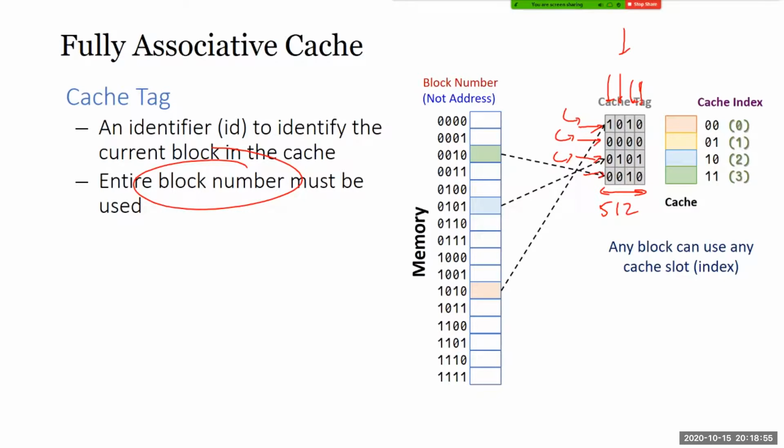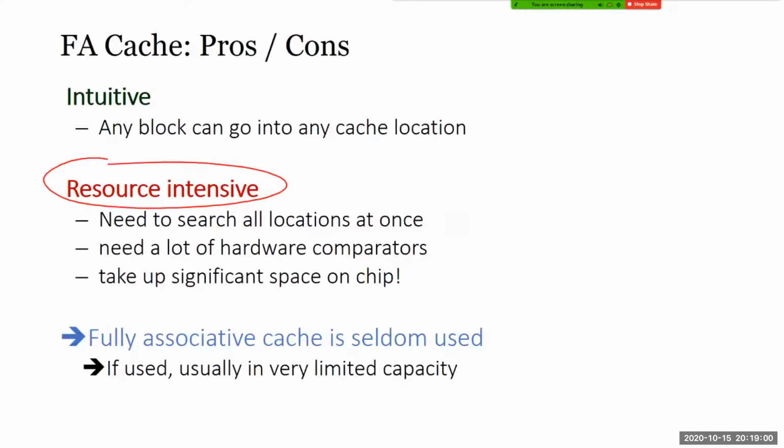When I do a read, straight away you tell me, ding, this is 512, yes or no. This kind of circuitry basically uses comparators and takes a lot of space on the chip. So you need a lot of this circuitry to match, in one step, in one cycle, which cache tag you want. That's why fully associative cache is seldom used because of this.